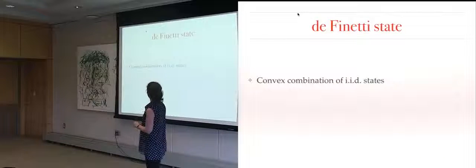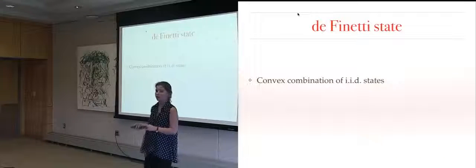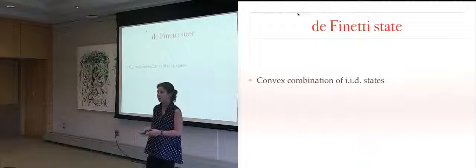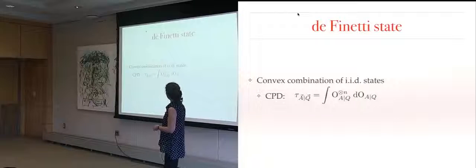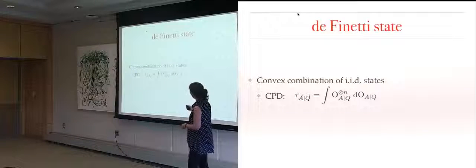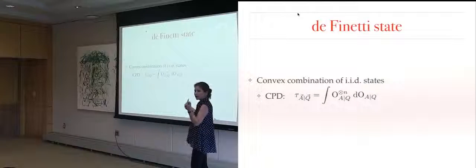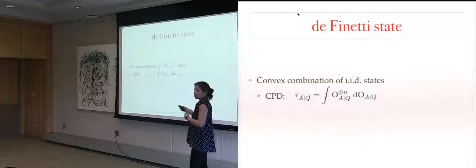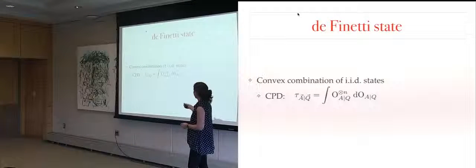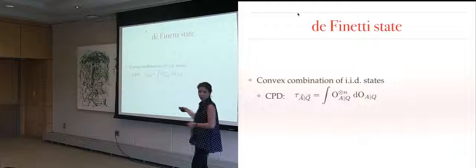Second ingredient, the de Finetti state. This is just a name for a state which has the form of a convex combination of IID states. Again, in our framework with the strategies, this is the structure. O is a strategy for one game, then O to the N is the IID strategy. Now I have a measure here, dO, which assigns different weights to the different one-game strategies. This measure, together with the integral, gives me the convex combination.